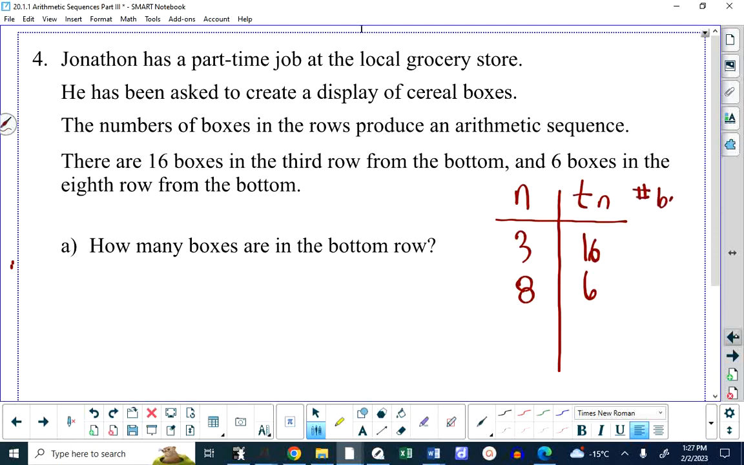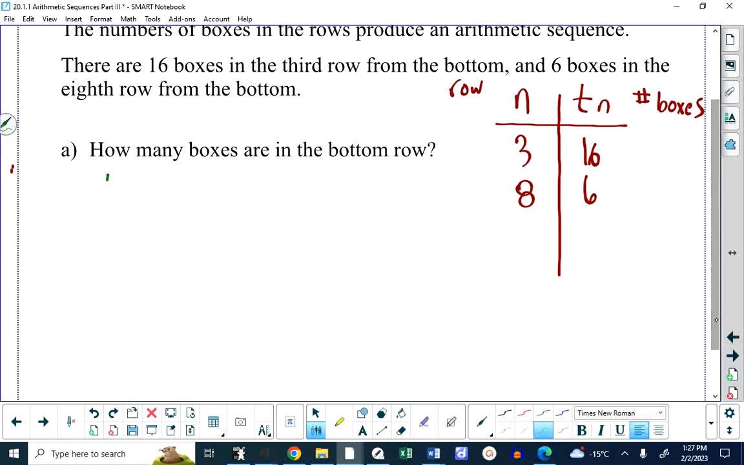And by the way, you can see that this is the number of boxes. I may have even given you a table there, did I? I did. This is the number of boxes, and this is the row from the bottom. You can see the number of boxes gets smaller as you go further from the bottom, and that makes sense. If you stack boxes, you don't stack them so you have more boxes in higher rows, right? It's more like a pyramid. It goes that way. So how many boxes are in the bottom row? Well, this question is asking you, what is T1?